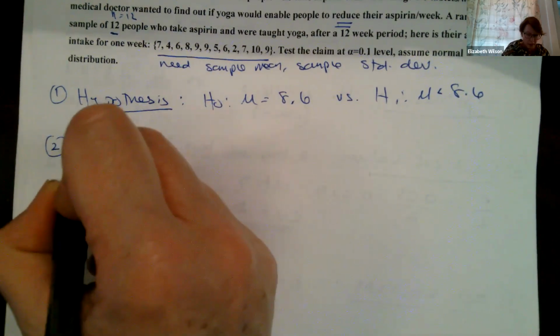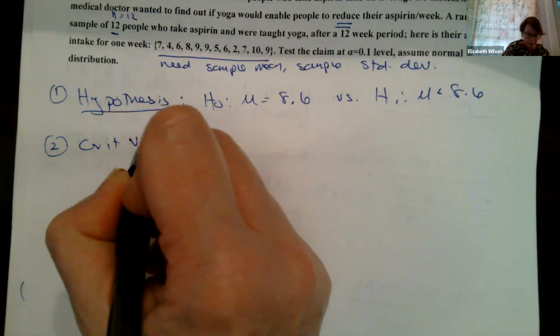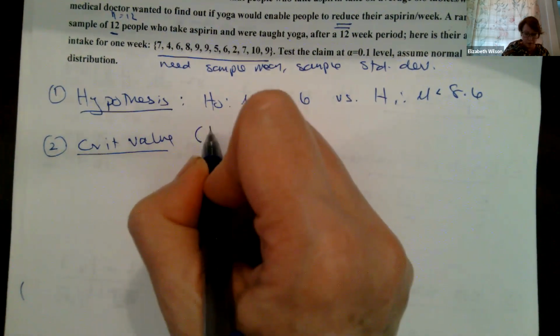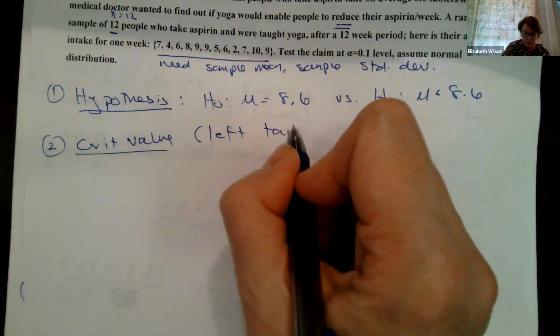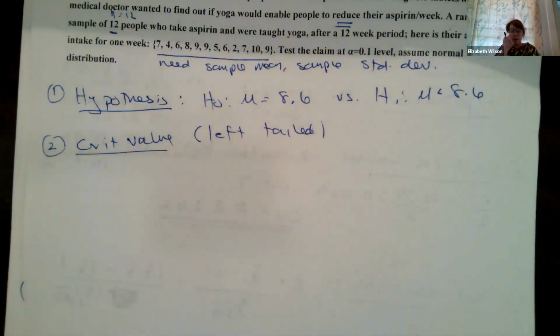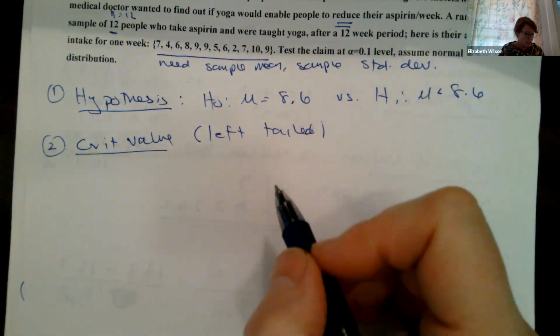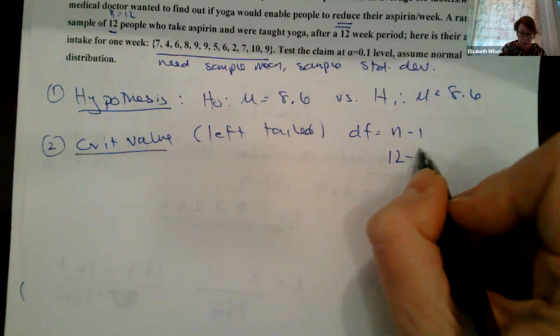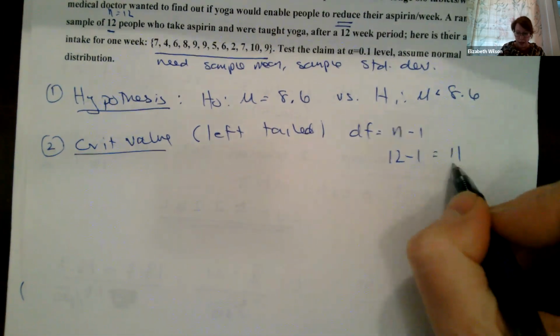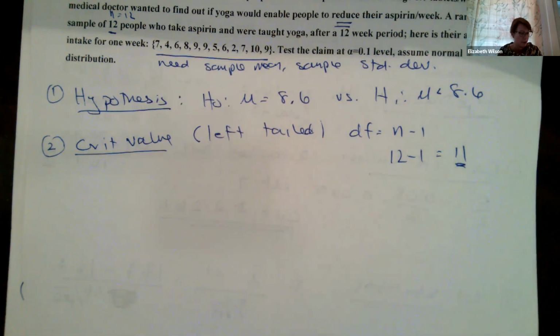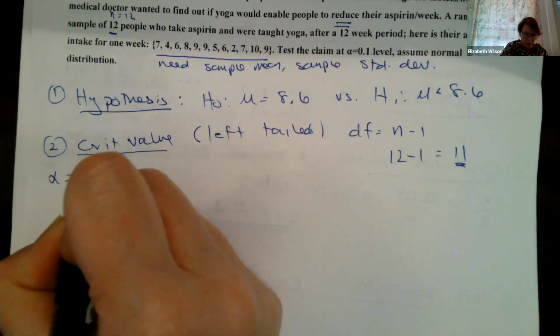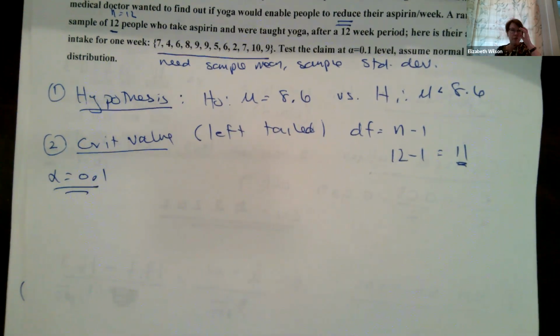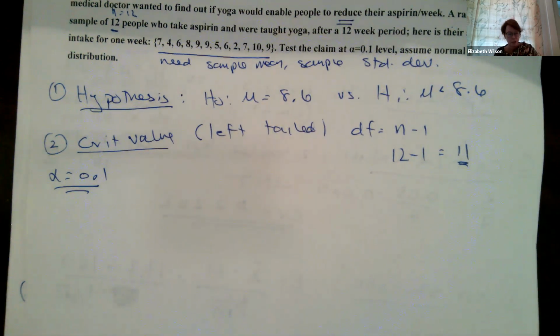So now we have to calculate out our critical value. And I'll write down this is a left-tailed test. So it's going to help us figure out, I need to use a negative t-value, okay, because it's left-tailed. So my degrees of freedom is n minus 1, 12 minus 1, which is equal to 11. I'm going to use that 11 to look things up on my table. Okay, my alpha equals 0.1. I don't have to divide the alpha by 2 because it's simply a left-tailed test.